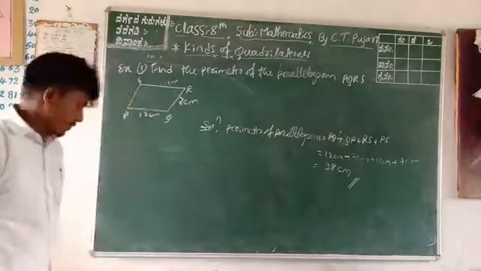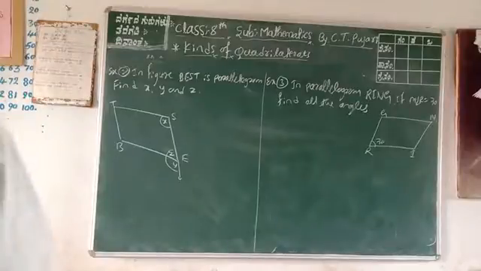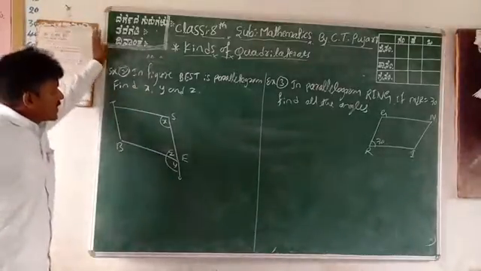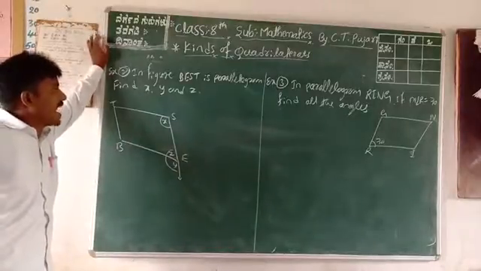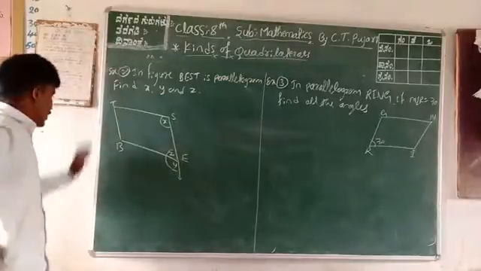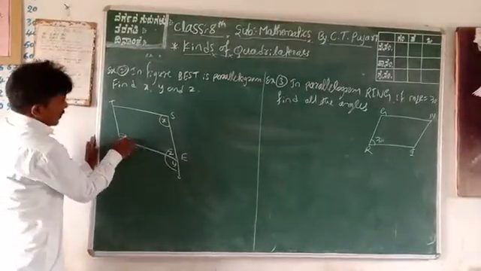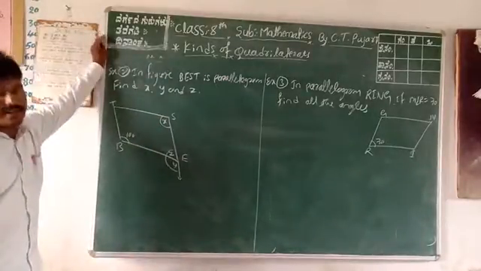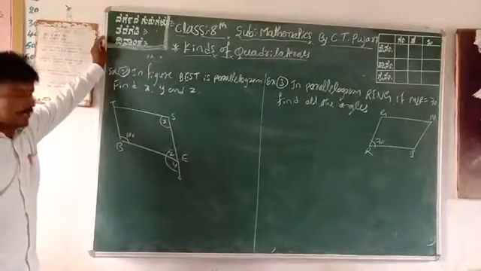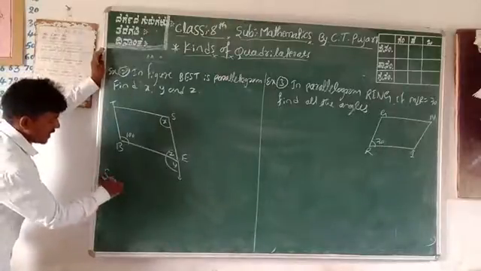Okay. Next example. Second example. In the given figure, BEST is a parallelogram. Find X, Y, Z values. And also given this is 100. Okay, find out X, Y, Z values. How to find out all the given values? You know about alternate angles, and therefore the solution is very easy.